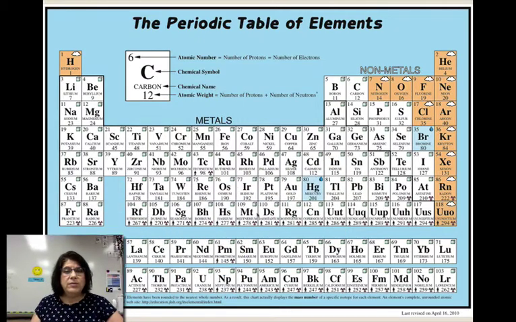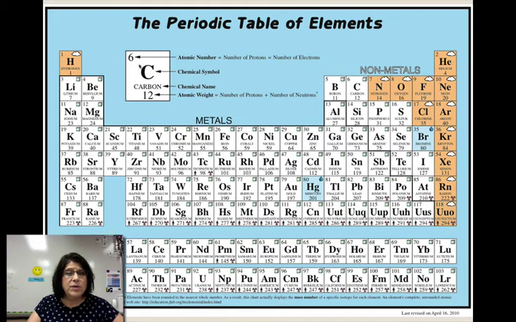The periodic table is kind of a magical thing. It's organized in so many different ways by properties and by all different kinds of things. You'll learn that in chemistry, but we will use it a little bit in this unit just to refer to the different atoms and some of their characteristics.